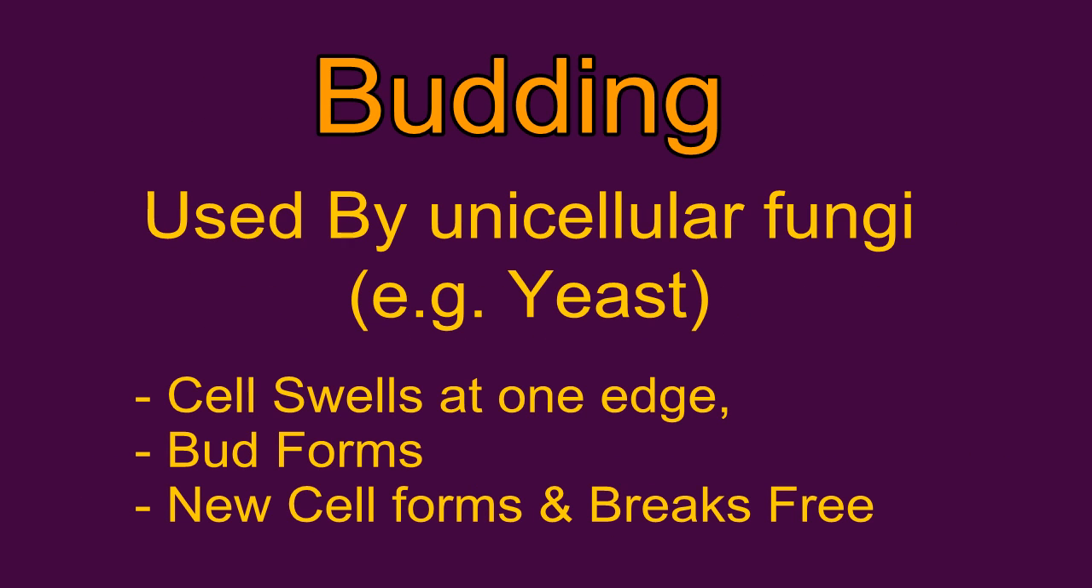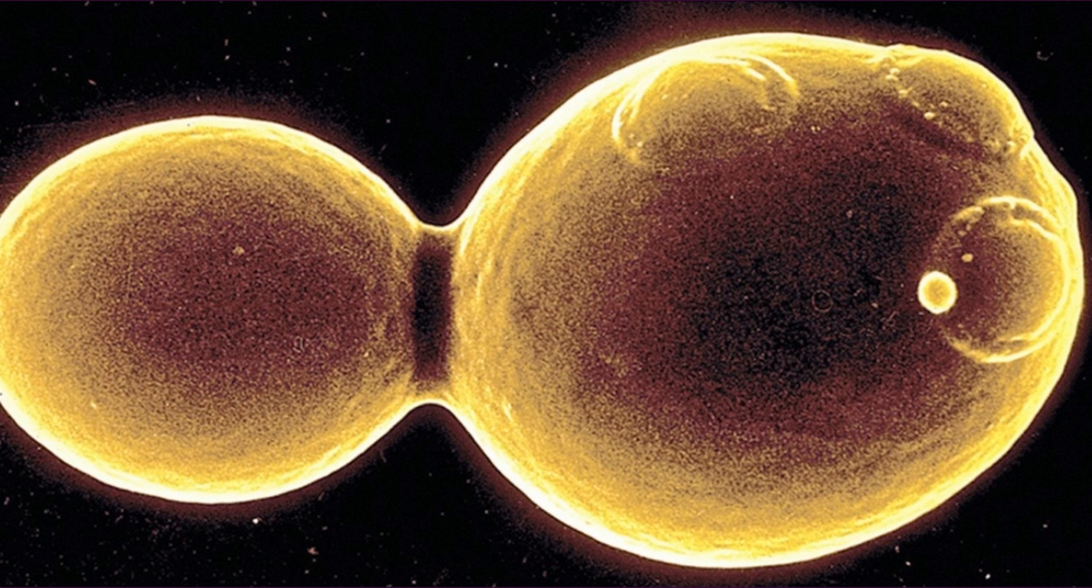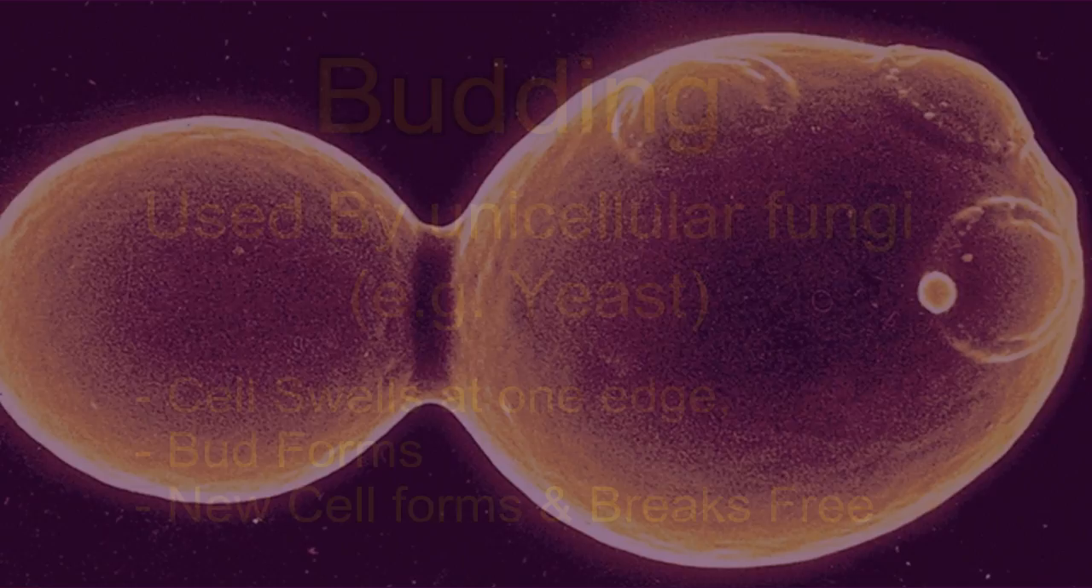The last form of asexual reproduction is budding. In this case, the cell becomes swollen at one edge, and a new cell called a blastospore, or a bud, develops from the parent cell and breaks free. Yeast is a type of fungus that uses this method.